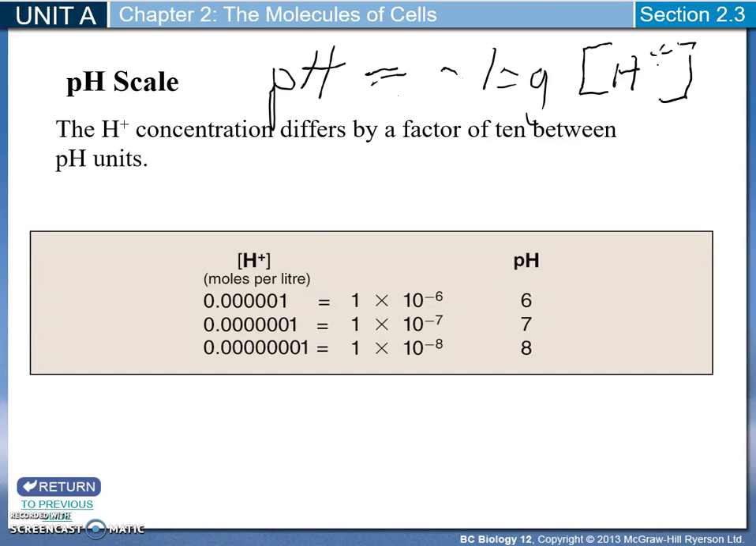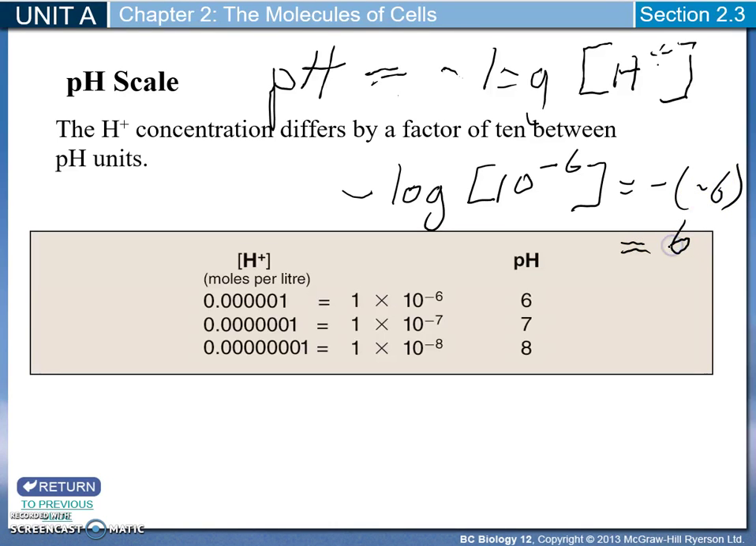So if you look at the different values here, if you have a hydrogen ion concentration of 10 to the minus 6, the negative log of 10 to the minus 6 would equal negative negative 6, which equals 6. And so that's how pH is determined.